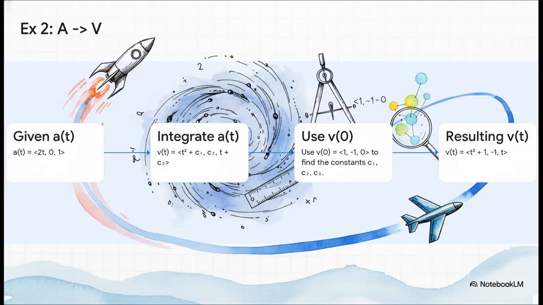Let's see how that works. We're given an acceleration vector, and we integrate each component. That gives us a general idea of the velocity, but with 3 unknown constants floating around. This is where our initial data comes in to save the day.